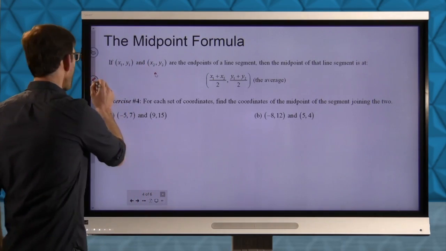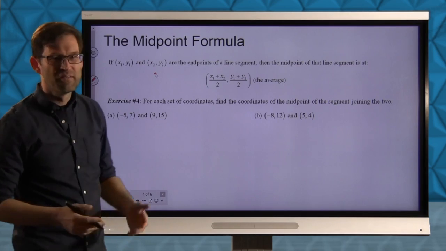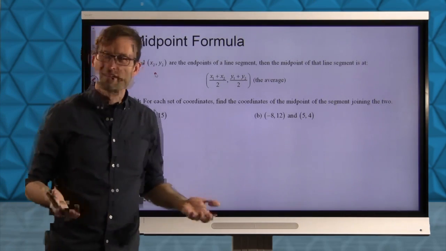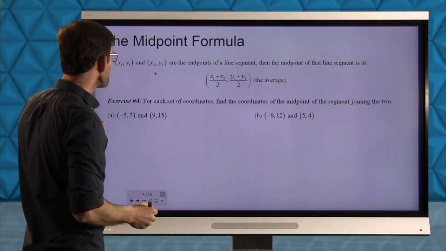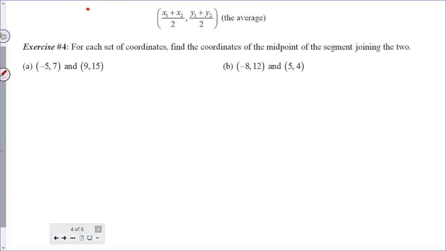So let's get a little practice with that. No square roots involved. Nothing particularly messy. Exercise number 4 says, for each set of coordinates, find the coordinates of the midpoint of the segment joining the two.